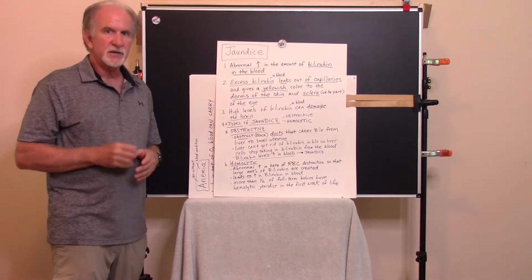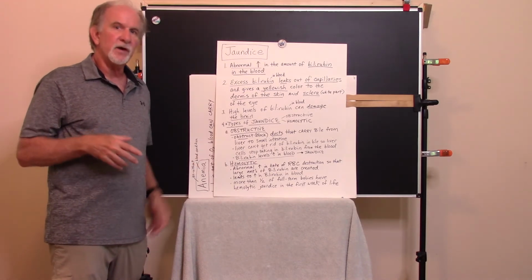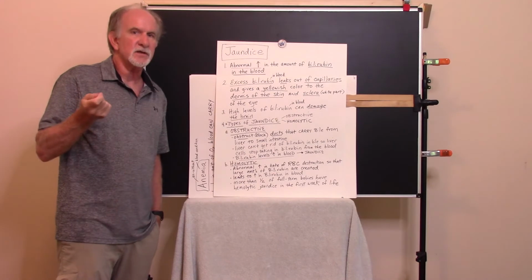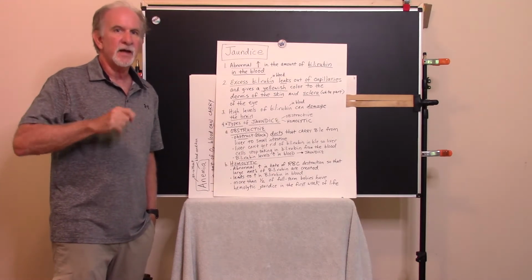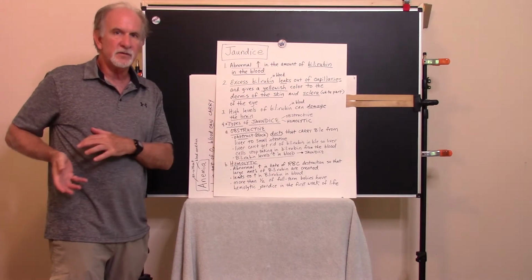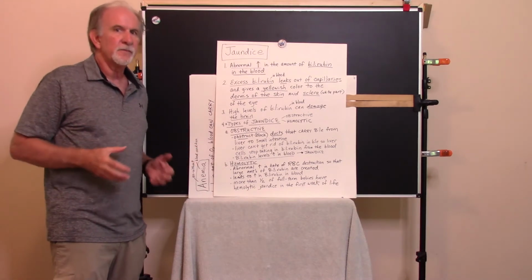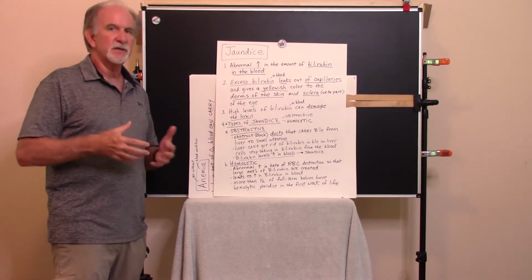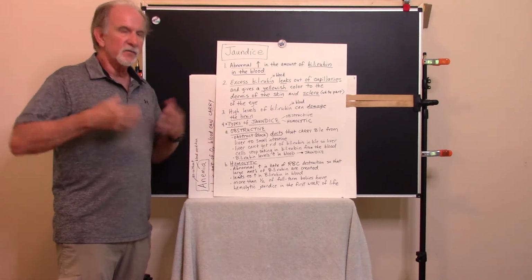Hemolytic jaundice is when you have abnormal rates of red blood cell breakdown. So the red cells are being broken down at a faster rate than they would be broken down normally. And that means that more hemoglobin is being broken down, and that results in an excess of bilirubin production.